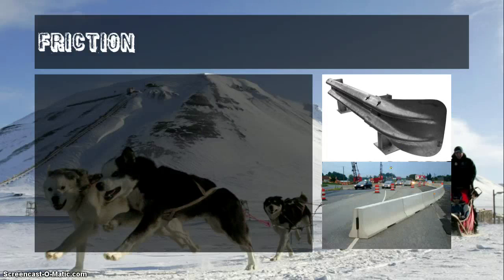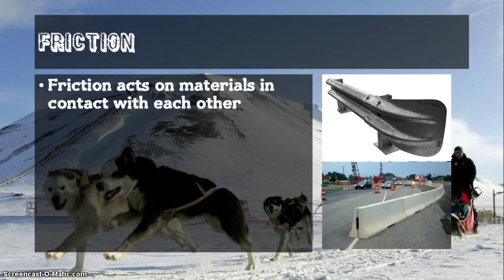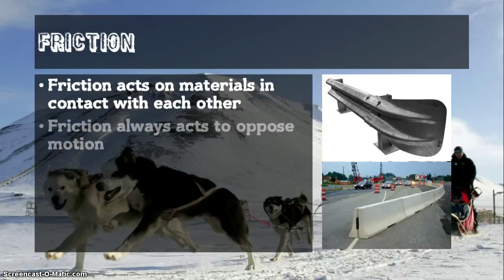So one major force we're going to see is friction. Friction acts on materials that are in contact with each other. You remember that diagram we saw. Even as smooth as you think a surface is, it's still going to have friction between the surfaces. There's still going to be imperfections on those surfaces. Friction always acts to oppose motion. It never enhances the motion. It's always going against that motion.